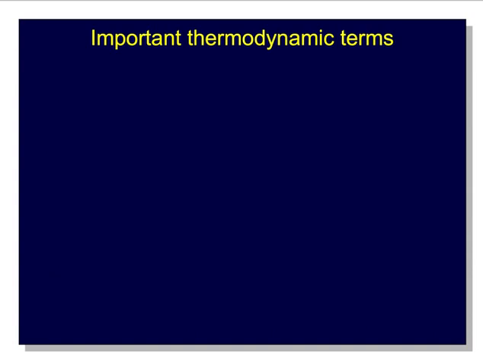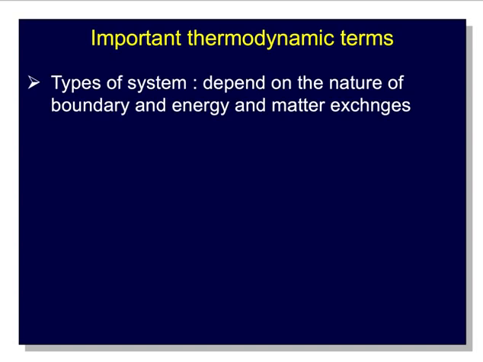Okay, let's go ahead and talk about what the different types of systems are. Because there are a variety of types of systems we can think of, and that actually will depend on what is the nature of the boundary of the system, and also what kind of energy and matter exchanges can take place. The spellings are not correct here. So that actually defines different kinds of systems there. Let's take some examples and understand.